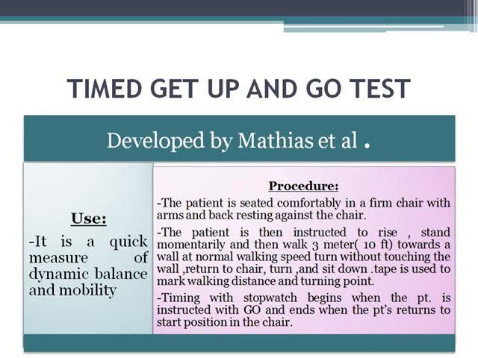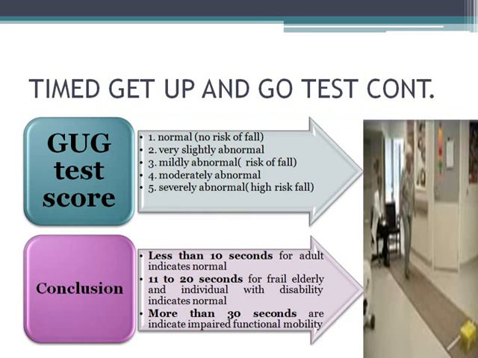So for the test we need a chair, a 3 meter distance and a stopwatch. These things are necessary for the test. Now scoring for the Get Up and Go test. There are five scores: normal, very slightly abnormal, mildly abnormal, moderately abnormal and severely abnormal.